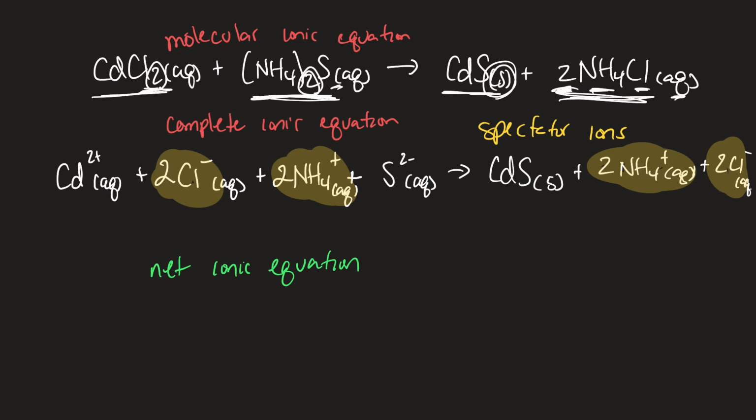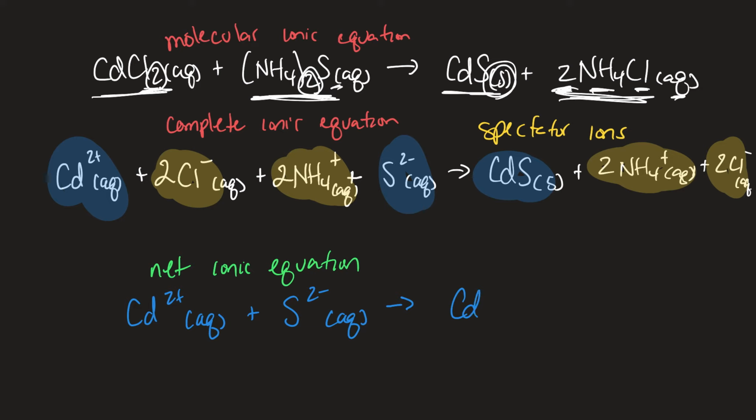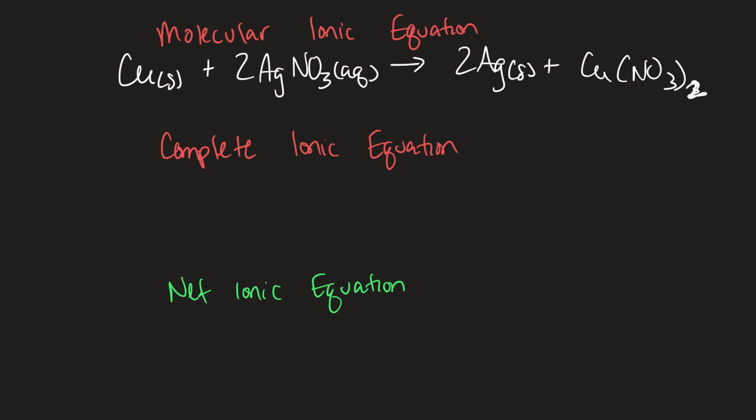And so the real players of this chemical reaction are this cadmium ion and this sulfide ion, to create this cadmium sulfide precipitate solid. When we rewrite this, we're going to have Cd2+ aqueous plus S2- aqueous to form CdS solid. So this is the net ionic equation for this chemical reaction.